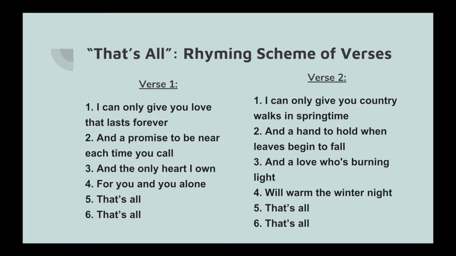Rhyming scheme of the verses, continued. When comparing verse 1 to verse 2, the same rhyming structure is found. The end of lines 3 and 4 rhyme with one another, and the end of line 2 rhymes with the end of lines 5 and 6. So in verse 1, you can see line 3 ends with "own," and then line 4 ends with "alone." In verse 2, the same thing is seen with line 3, which ends with "light," and then line 4 ends with "night." And then lines 5 and 6 end with "all," which rhymes with "call" in verse 1 and rhymes with "fall" in verse 2.